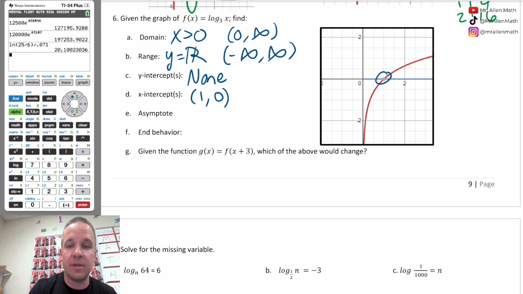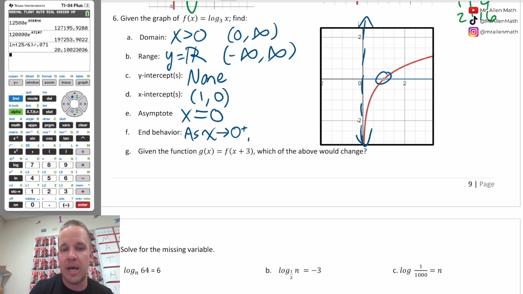How about an asymptote? Yes, it has a vertical asymptote at x equals 0. It's a vertical line, so it's x equals. How about my end behavior? So my end behavior is, as x approaches 0, we're approaching that vertical asymptote. What's it doing? As x approaches 0 from the right-hand side, then f of x is approaching negative infinity, right?